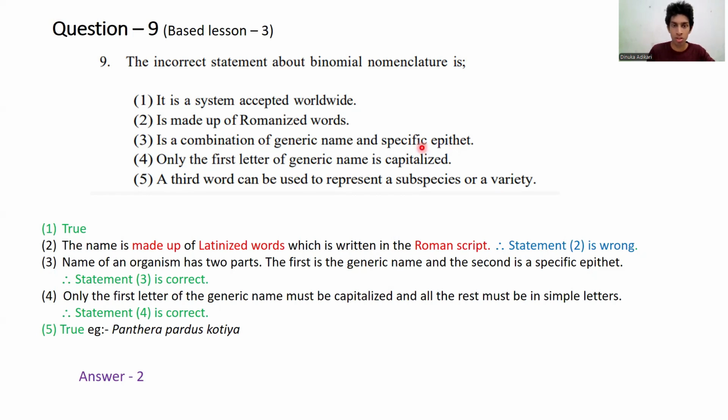4. Only the first letter of generic name is capitalized. Yes, only the first letter of the generic name must be capitalized, and all the rest must be in simple letters. Therefore, 4 is also correct.